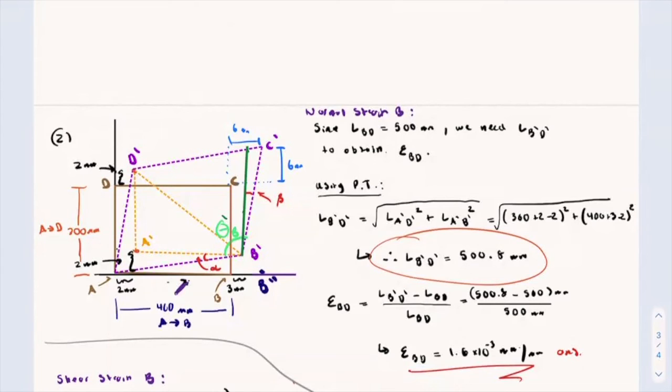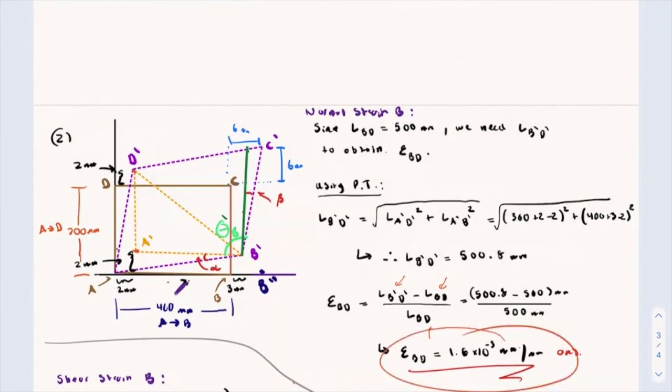Now we have everything we need to find the normal strain for BD. We need the length of B prime D prime minus the length of BD divided by the length BD. That's 500.8 minus 500 divided by 500. And we get the normal strain of BD, 1.6 times 10 to the negative 3 millimeter over millimeter.